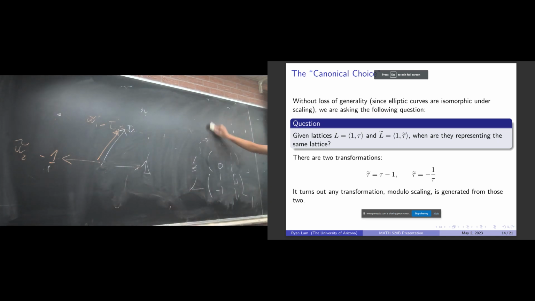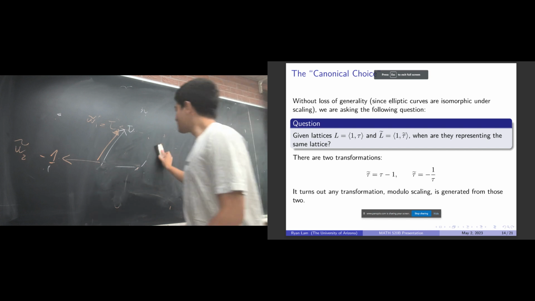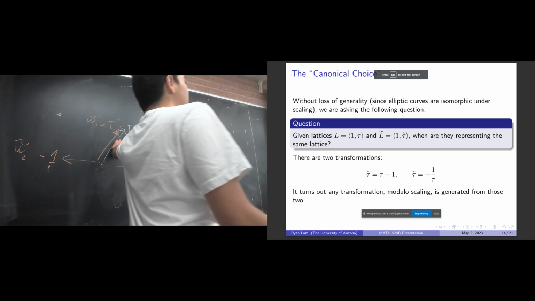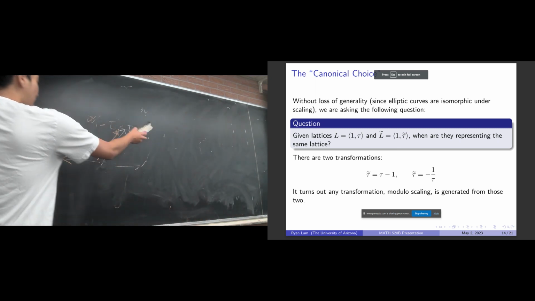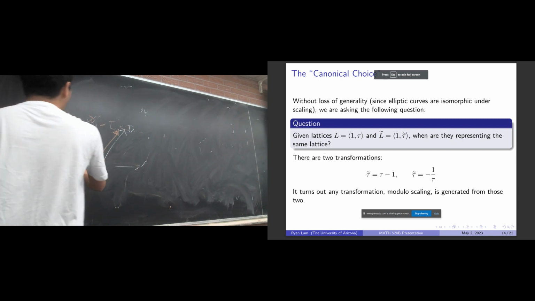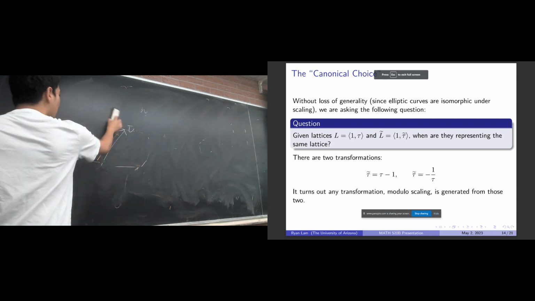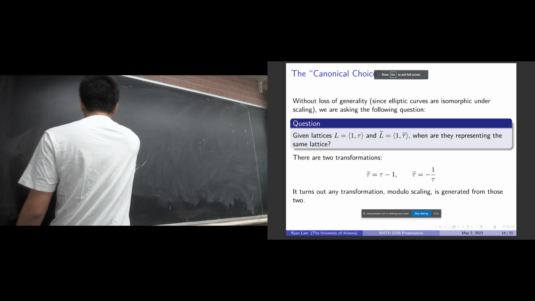Okay, so let's look at the question again. What is the question again? What I want to do now is present a geometric proof of this thing and actually see the space M. So we want this lattice to be the same, right? So we want a canonical choice of this tau because, as I repeated again, this tau can be different while the lattice is the same. So what are the choices for tau?